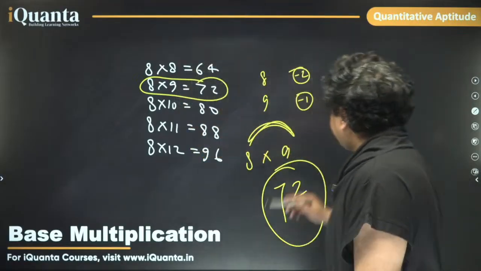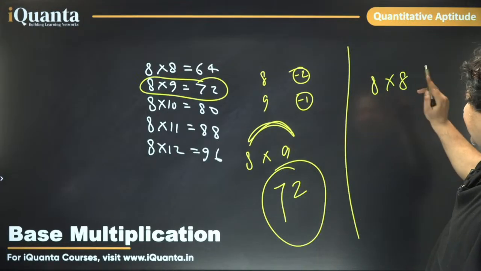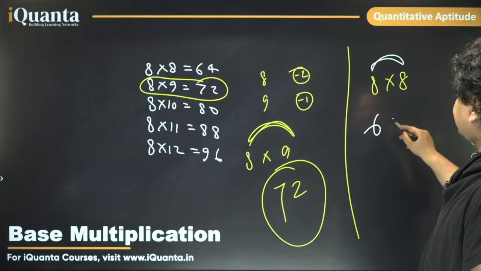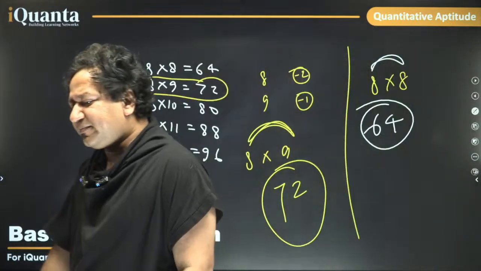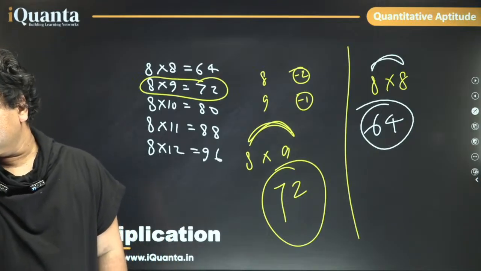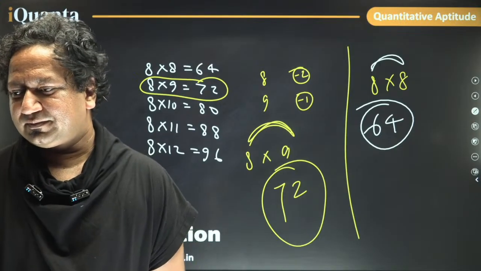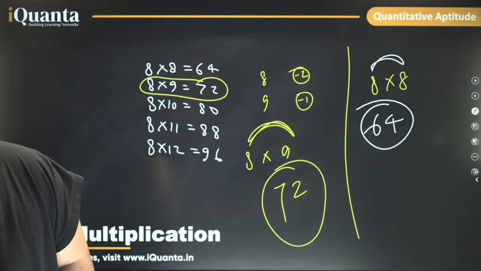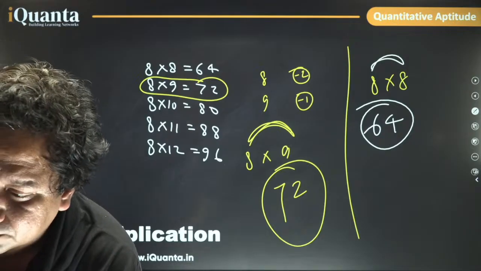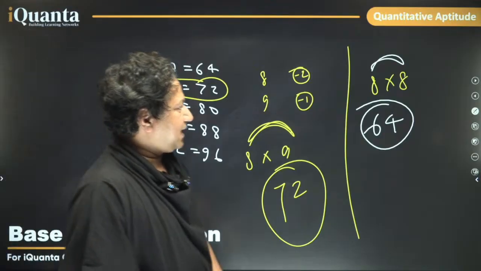Do you understand this? Let me give you another example. 8 into 8, I have to do this. So this 8 is 2 less than 10. The same 2 less, if I do in this 8, I'll get 6. Both are 2 less, so 4. Is it making sense? Yes or no? All of you, tell me. Does that make sense? Yeah, it does.